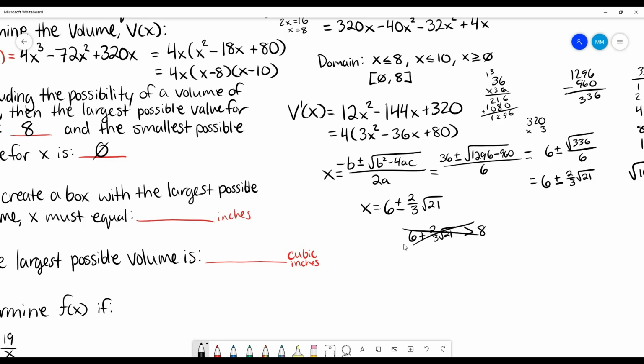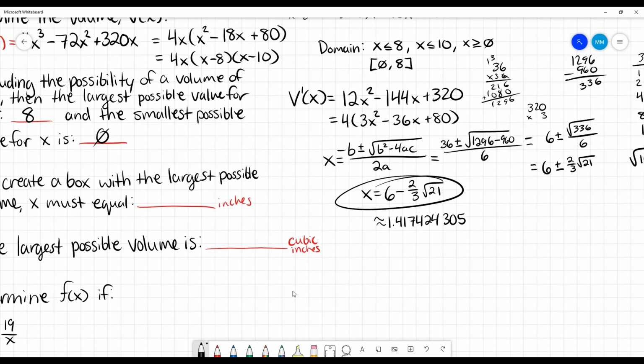But the 6 minus 2/3 times square root of 21 is greater than 0 and less than 8, so it's in our domain. So we're going to use this one. This is our only extreme point. And just kind of using logic, it's probably our maximum. Let me figure out exactly what that equals with my calculator. That is about right here. Now, that's got to be our maximum, really, just logically speaking. But we need to prove that it's our maximum.